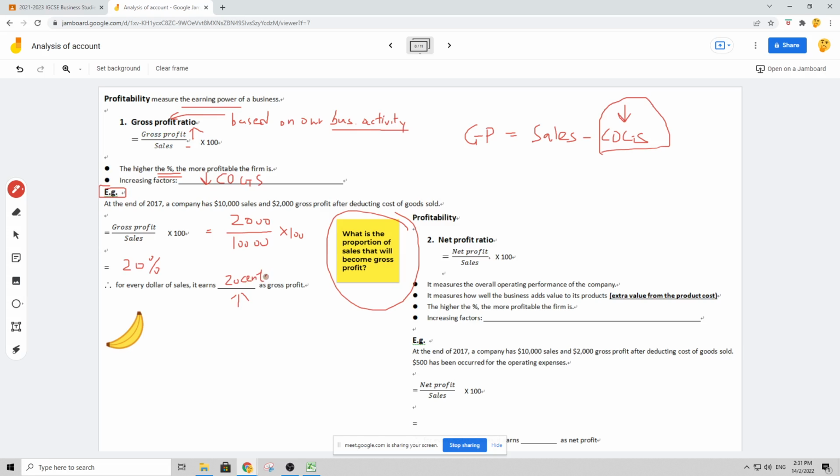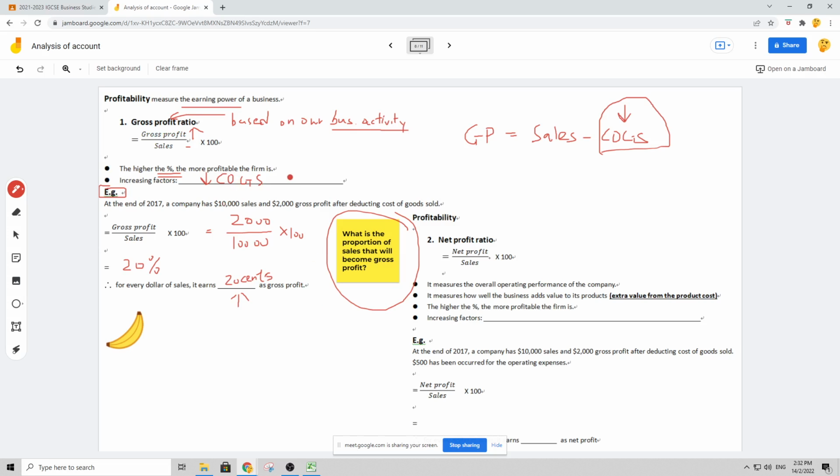I hope it makes sense to you, because this is how we look at profit by using ratio. Once we got the idea of 20%, we understand that for each dollar that we sold to our customers, we earn 20 cents. So you can make some reflection or some analysis: how can I make it even better? How can I improve the gross profit ratio?